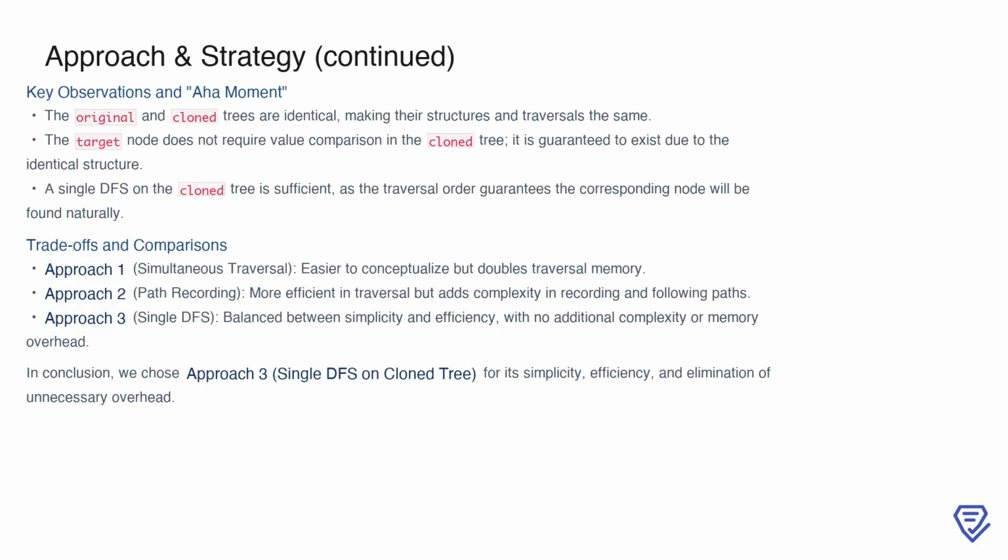This problem highlights some key insights. The identical structure of the original and clone trees ensures that traversing one tree is sufficient to locate the corresponding node. Additionally, we don't need to compare values extensively. The guaranteed existence of the target node in the clone tree simplifies the process.